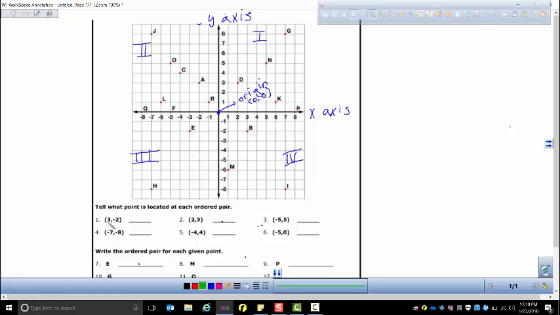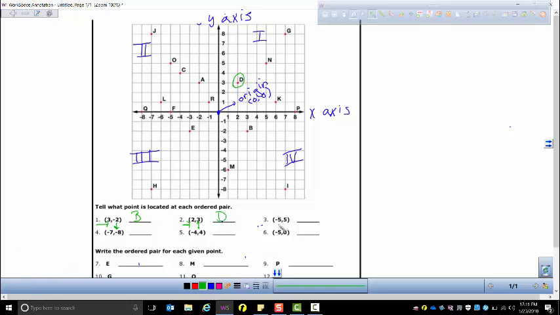So my first ordered pair is 3, negative 2. That means I need to go to the right 3 and then down 2. So I count to the right 3 and down 2, and the letter that's there is the letter B. So I'd say point B is located at that ordered pair. The next ordered pair is positive 2, so that's 2 to the right, positive 3, so up 3. So I go 2 to the right and up 3.